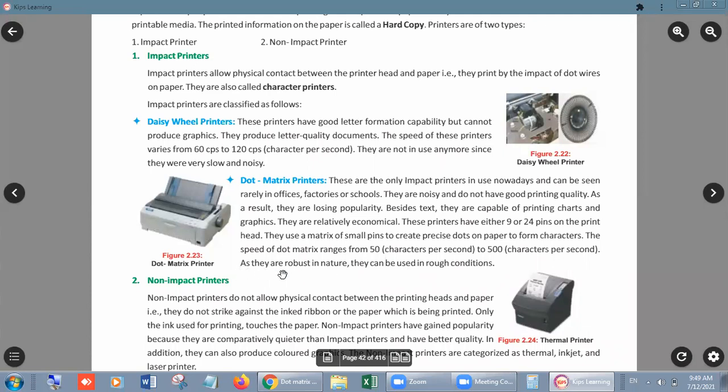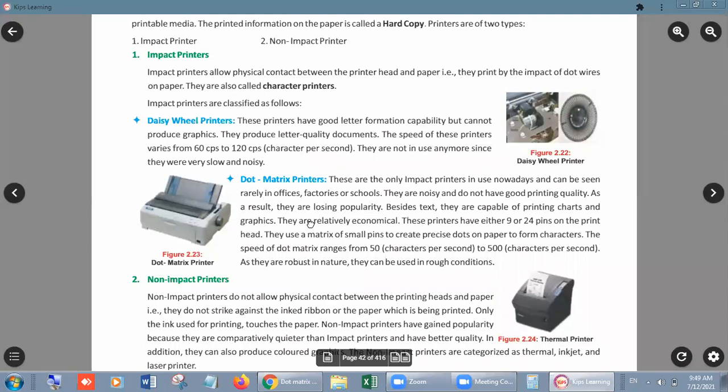Now, as they are robust in nature, they can be used in rough conditions. Because we can use them in any condition. It may be in dusty condition, it may be in high temperature, low temperature, no problem at all. These printers are very hard duty printers, right?